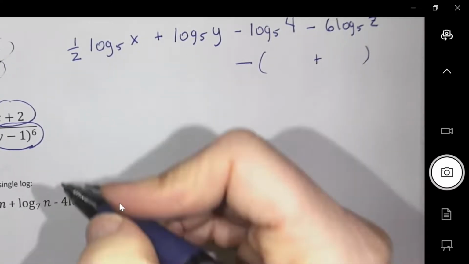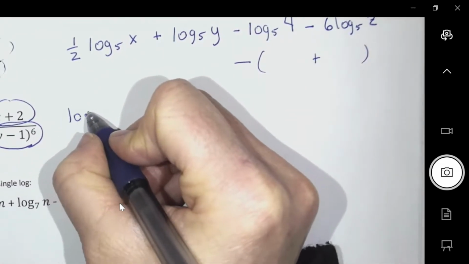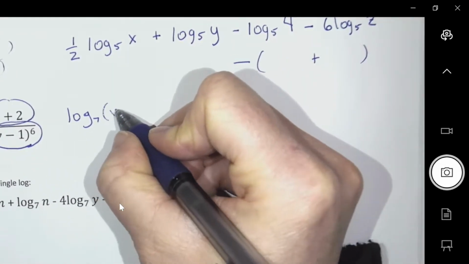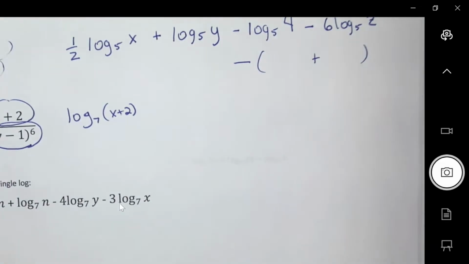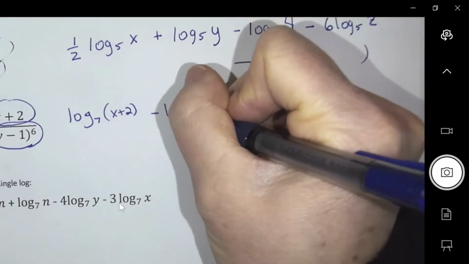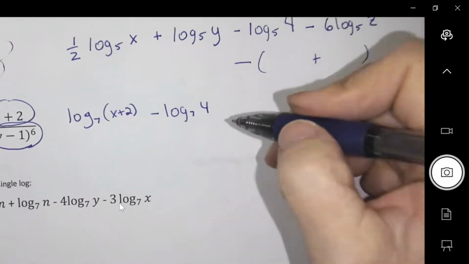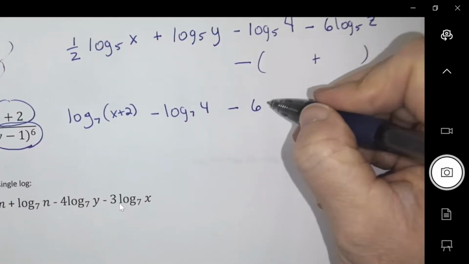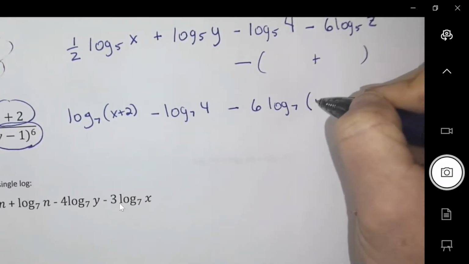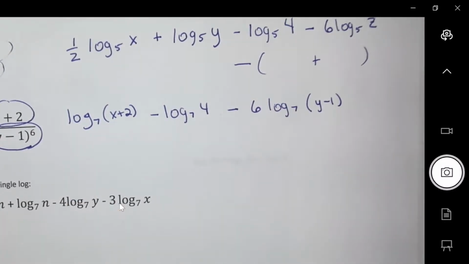So it's going to look like this. Log 7 of bracket x plus 2, because it's a unit that I can't separate, minus log 7 4, minus 6 log 7 of the unit y minus 1.